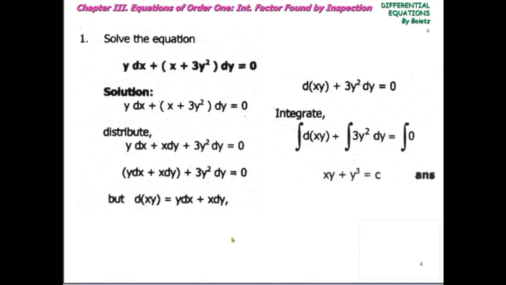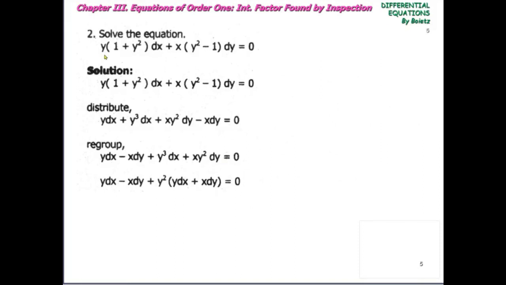Okay. Number 2. Here, y times quantity y plus y squared dx plus x times quantity y squared minus 1 dy. I don't know if this is exact. I think not. Okay, this is not exact. Your M is y plus y cubed. Your partial derivative of M with respect to y becomes 1 plus 3y squared. Here, the partial derivative of N with respect to x is y squared minus 1. So they are not exact. Okay?